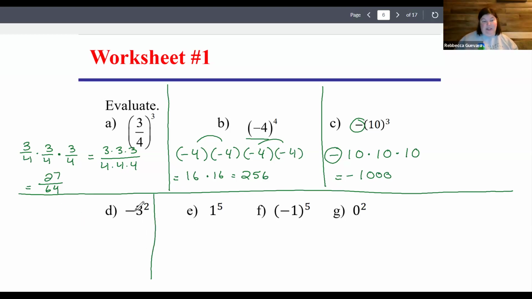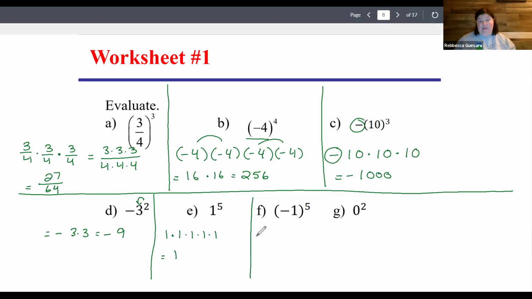Okay, so same thing here. We have a negative 3 squared. So notice that's not parentheses. The 2 is acting directly on the 3, so the 3 is duplicated. So we keep the negative, can't do anything about that, and we have a 3 times 3, negative 9. Here we have 1 five times, so 1 times 1 times 1 times 1 times 1. So 1 five times is just 1.